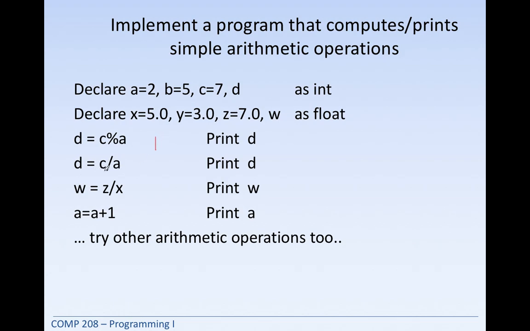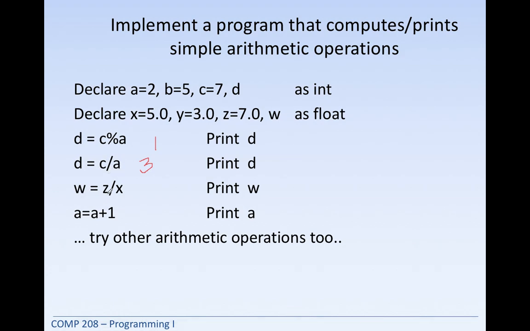D is equal to C divided by A. C is 7, A is 2, so 7 divided by 2. Remember, they're all integers. So 7 divided by 2 is going to be, yes, you said it, 3. No place for a decimal point, no floating point division, because both operands are integers.